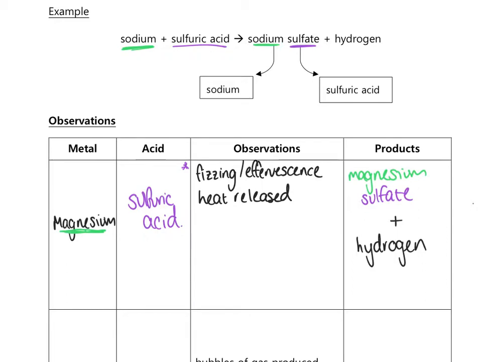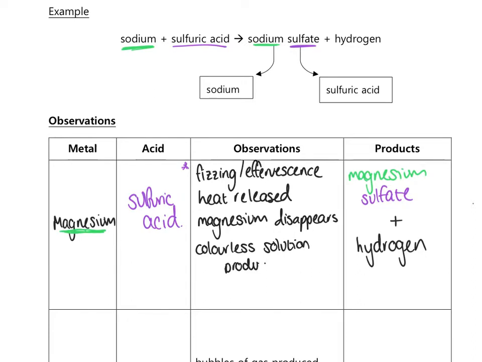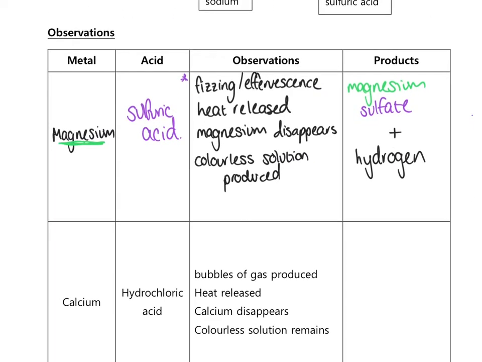So heat is released. We see that the strip of magnesium disappeared. So remember back to your general observations as well. We talked about if a solid's used, it will disappear. So the magnesium disappears. And what are you left with at the end? You were left with a colourless solution. So colourless solution produced. That's 4 separate observations that you would need to write for the reaction of magnesium with sulfuric acid.